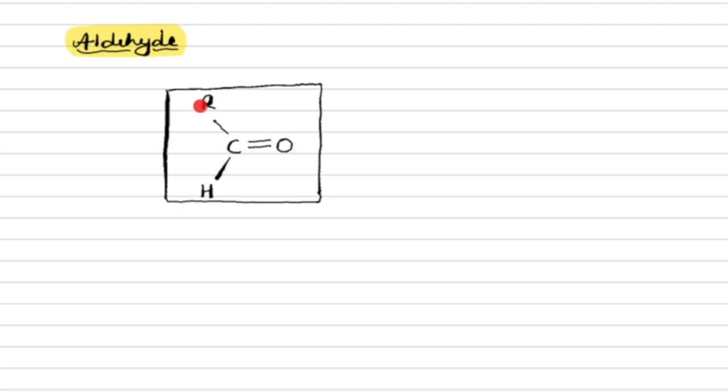Now, what is R? R is actually an alkyl group. Alkyl group? What does that mean? We know only alkanes, right? You must know alkanes: methane, ethane, propane, butane. Let me discuss that first. So what is an alkane? Leave the alkyl for now.